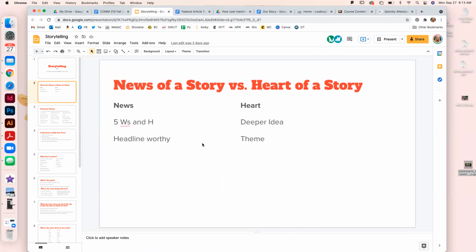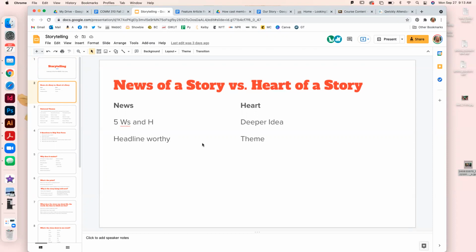So we talked about the difference between a feature story and a news story. The news story gets straight to the 5 W's and H's, or the H, the how, and it's really headline worthy. It's attention getting. It's like what's going on today or yesterday. It's that hard news, and it's really time sensitive.